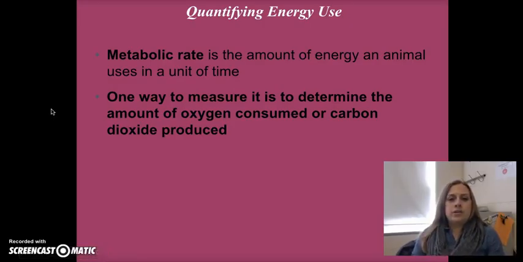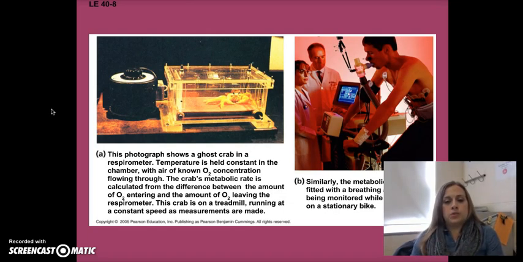All right, so now how do we talk about energy use in animals? We tend to talk about metabolic rates. And the metabolic rate is the amount of energy that an animal uses in a unit of time. So there's a couple ways to measure this. And the first way is that you could look at the amount of oxygen that is consumed or the amount of carbon dioxide that is produced.